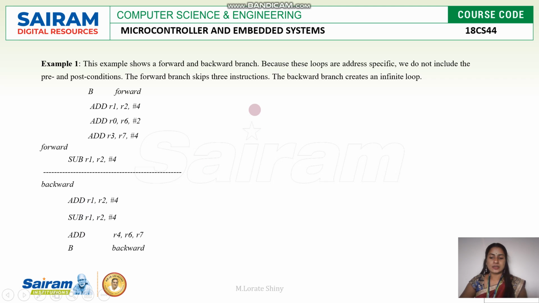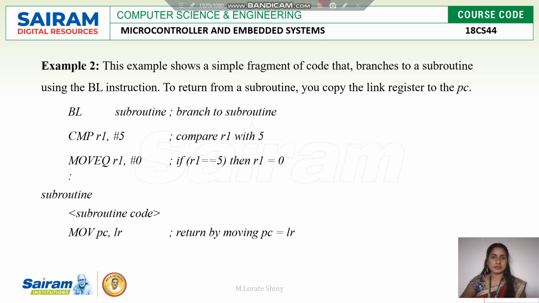The next instruction is written for BL, branch with link: BL subroutine. Here subroutine is the target. After seeing this instruction, the processor will skip the next two instructions, compare and move equal. These two instructions will be skipped, and it will jump to the subroutine and execute the subroutine code.